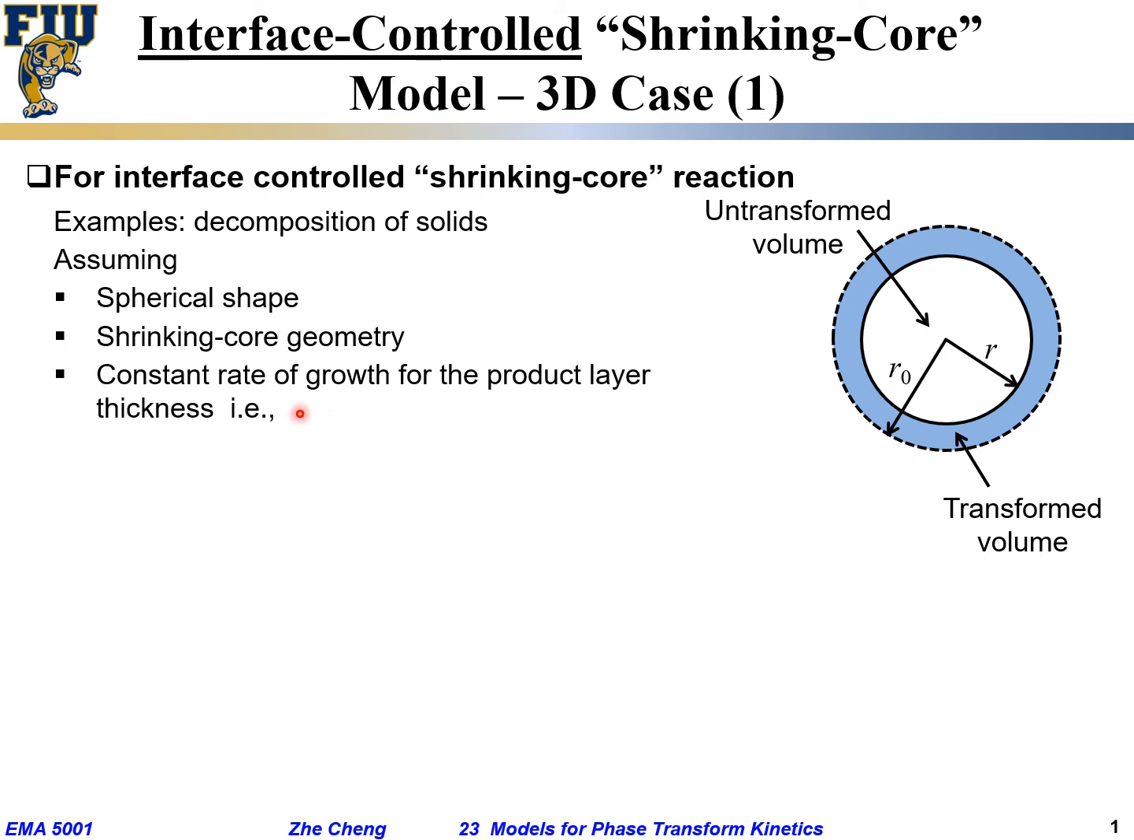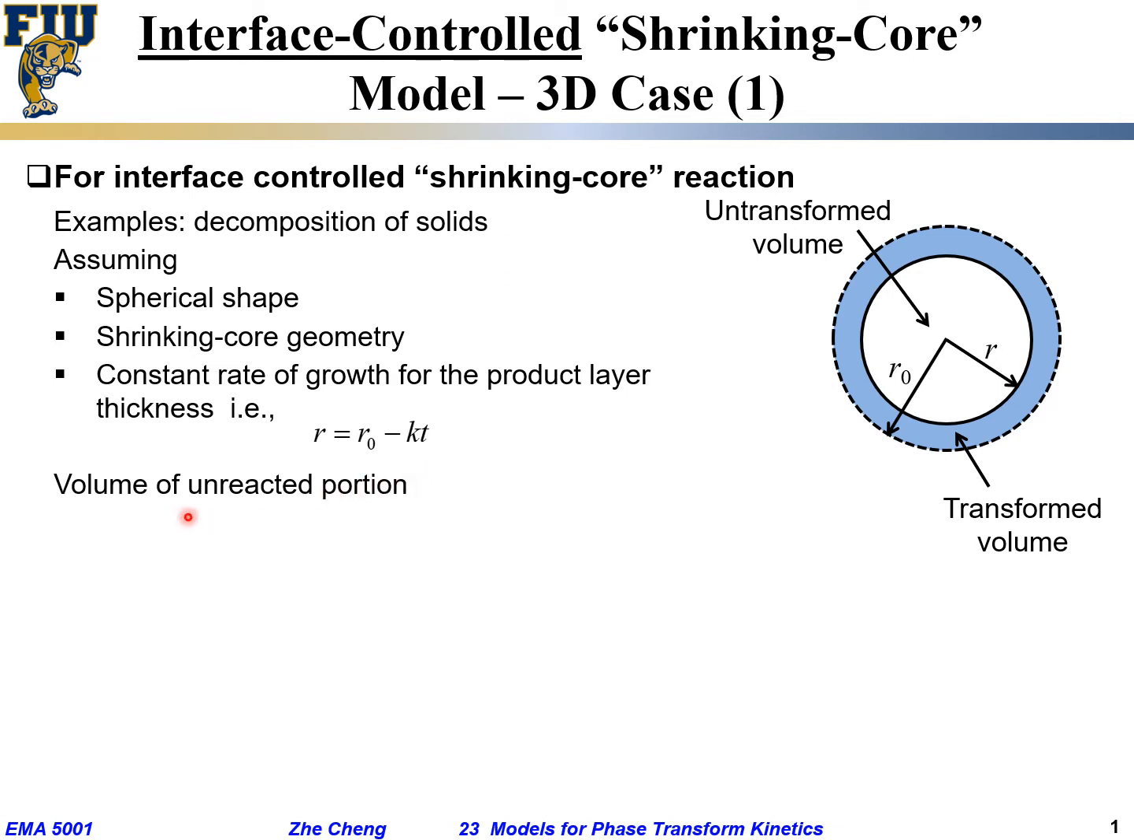And assume, for simplicity, a constant rate of growth for the product layer, which means the thickness of the product shell, derivative with respect to time, dx over dt, would be a constant, okay? Or the radius for the current remaining product would be R0, the initial radius, minus a constant times t. It just tells us it's a linear growth of the product shell thickness.